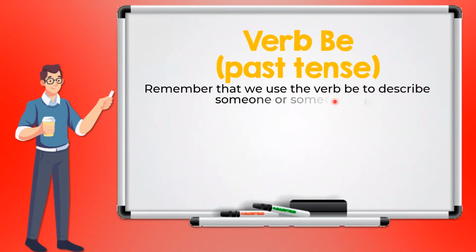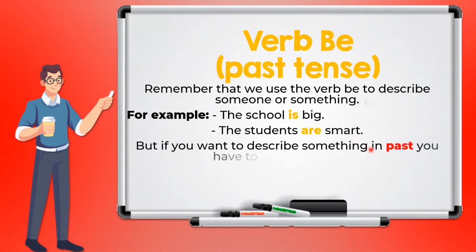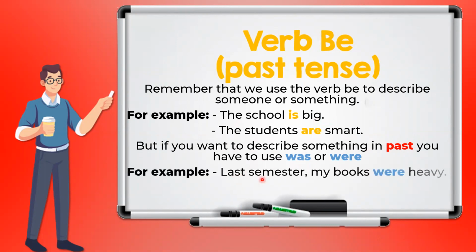Remember that we use the verb be to describe someone or something. For example, the school is big. The students are smart. But if you want to describe something in past, you have to use was or were. For example, last semester my books were heavy. Yesterday the weather was hot.